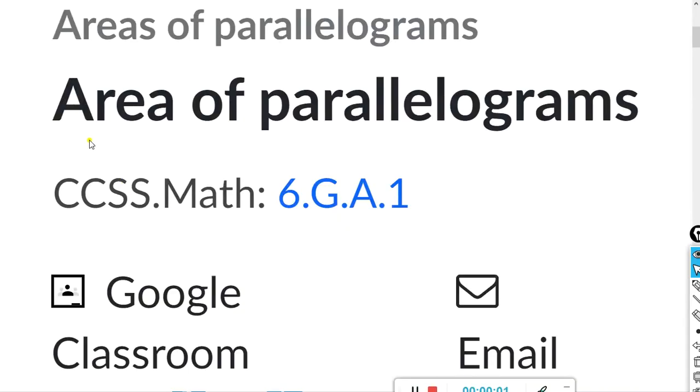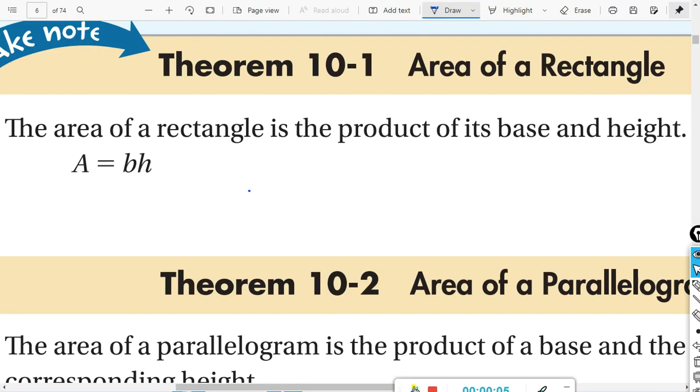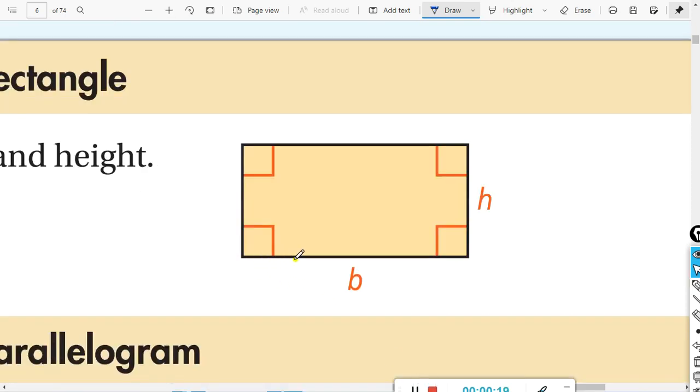This will be for the concept assignment, area of parallelograms. So just to refresh your memory, the area of a rectangle equals the base times the height. If you look at a rectangle, the base and the height, B and H, are side lengths of the rectangle, and of course, they're always perpendicular to each other. They are always making a right angle with each other.